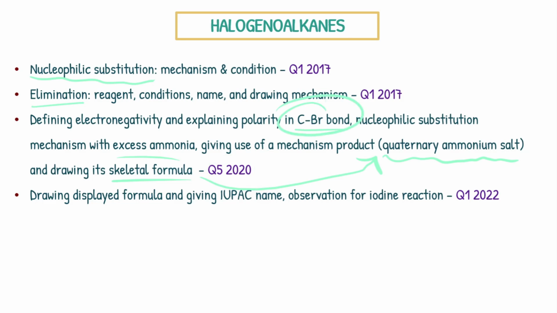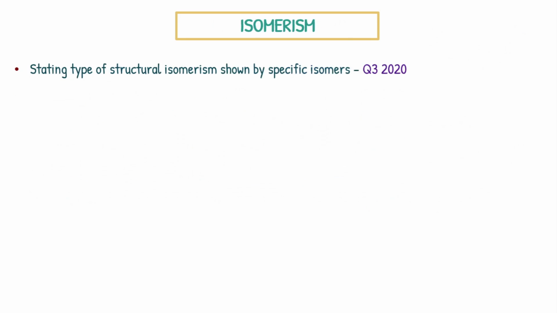This is definitely in the halogenoalkanes topic. It's to do with dipoles, all that good stuff, delta negative, delta positive. Try and learn this because it's good for understanding the mechanisms anyway, even if a question doesn't come up on it. Next up, you had to be able to draw the displayed formula this time and give the IUPAC name or something. And then we had a simple 1 mark, I think it was 1 or 2 marks, observation for an iodine reaction. All right, cool.